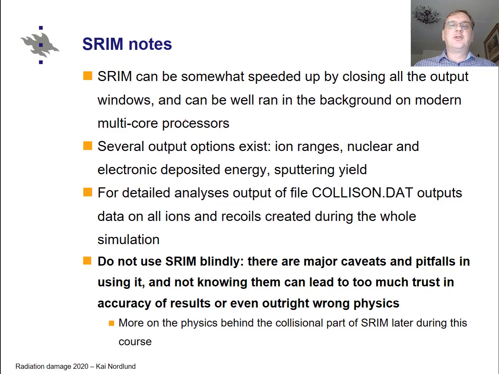And here are some notes which I already said: you can speed it up by closing all output windows, and you can run it in the background on multi-core computers and keep doing other stuff in the meantime. You can get many output options, and you can actually get all the collisions in the simulation by selecting to output a file called collision.dat, which quickly becomes quite a big file, but from that it's possible to do further analysis.